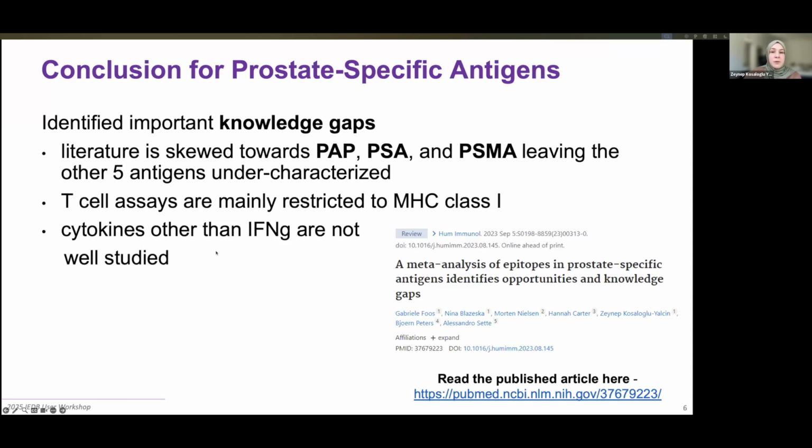We can take away from these that additional studies would be very useful to really get a comprehensive characterization of prostate antigens, starting with the other under-characterized antigens, looking at MHC class 2 epitopes and assays as well, and then also not only focusing on interferon gamma, but also the other relevant cytokines.